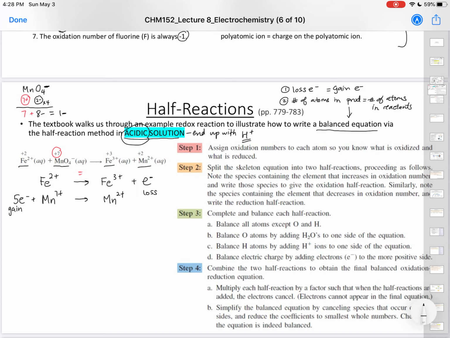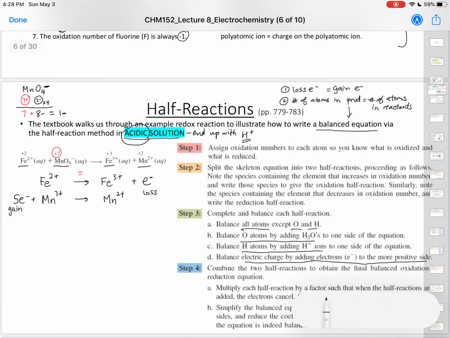So let's look at it. Let me just read step number 3. We need to complete and balance each half reaction. Balance all atoms except O and H. Balance oxygens by adding H2O. So we don't have any oxygens or hydrogens in this particular example, so we're going to ignore that for now. We can balance hydrogen atoms by adding H+, and again, we're going to ignore that for now. But we do need to balance the electric charge by adding electrons to the more positive side or the side that's lacking electrons.